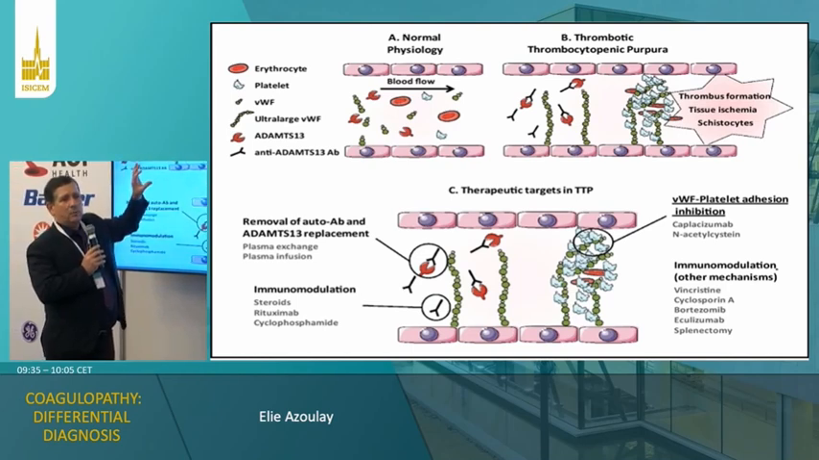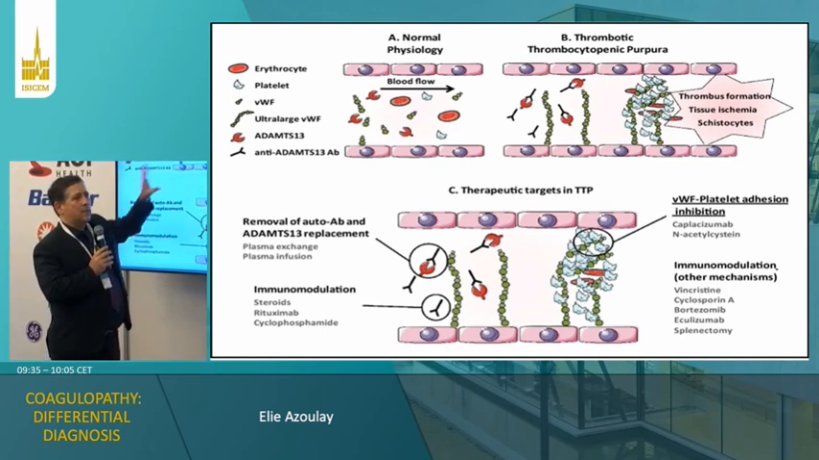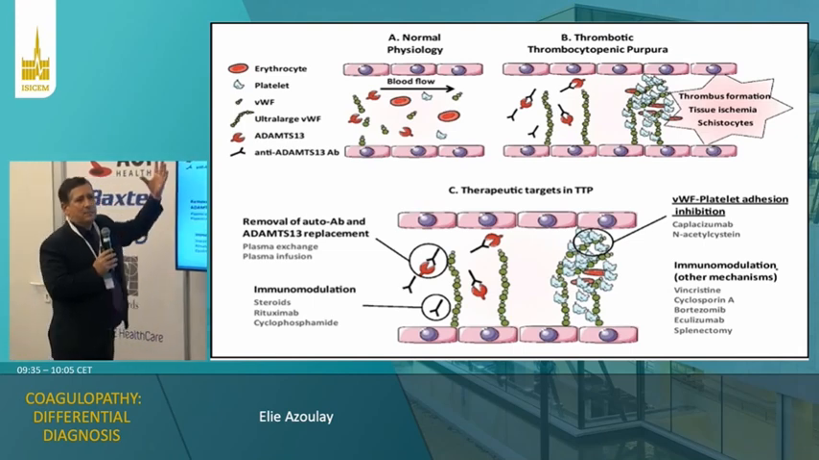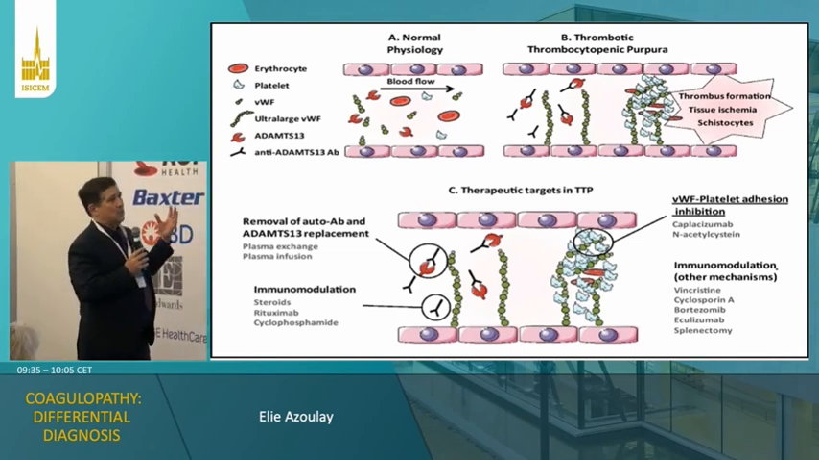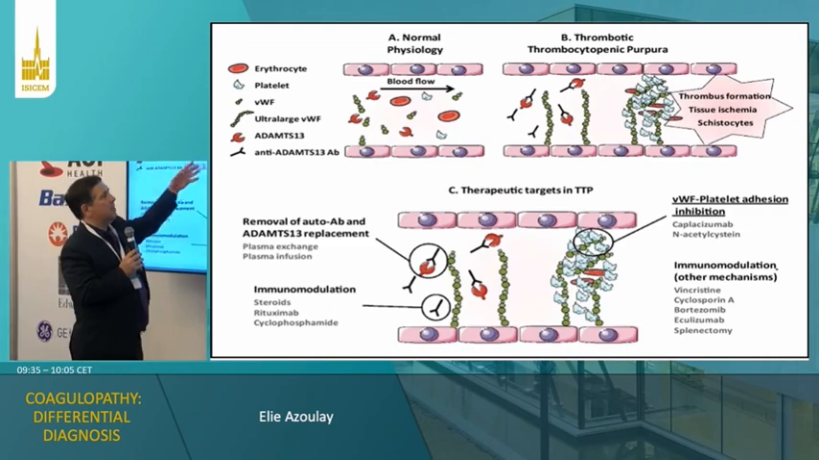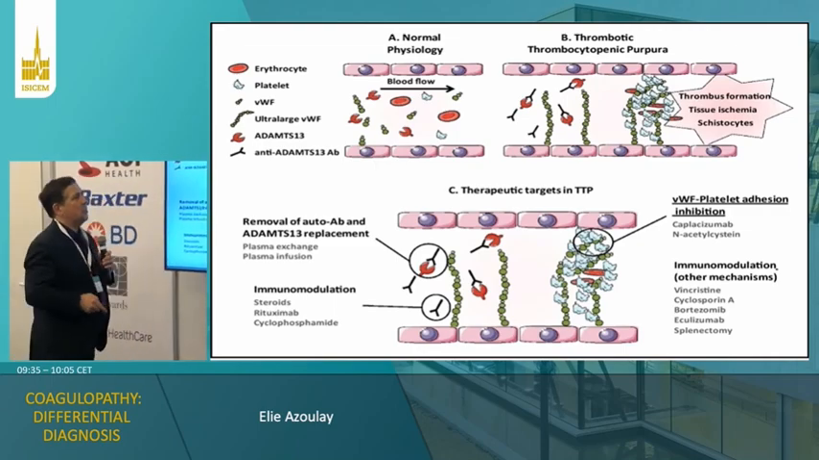What is very important is that it is very, very easily reversible. We have now therapeutic alternatives that make that mortality that used to be 80% in 1990 is now 2%. But still, we need to make the diagnosis and to think about it.